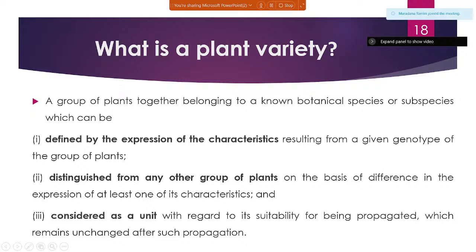What is a plant variety? I have been talking about the Plant Variety Protection Act. So what is a plant variety? A group of plants belonging to a known botanical species or subspecies will be known as a plant variety, which can be defined by the expression of the characteristics resulting from a given genotype of the group of plants, distinguished from any other group of plants on the basis of difference in the expression of at least one of the characteristics, considered as a unit. I told you it should be uniform, so it should be considered as a unit with regard to its suitability for being propagated, which remains unchanged after such propagation.